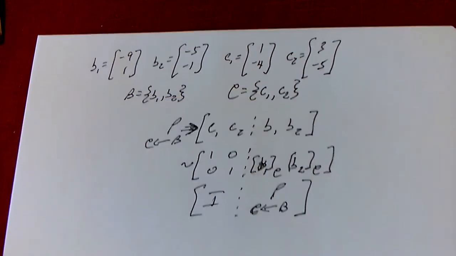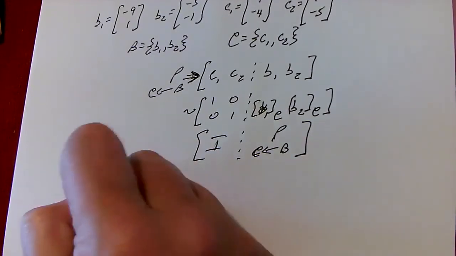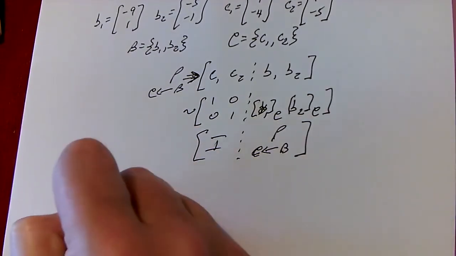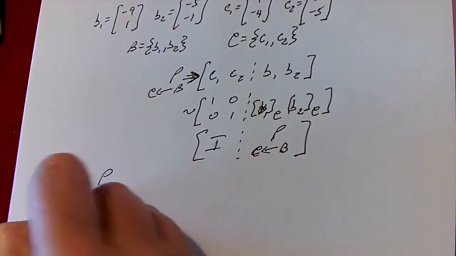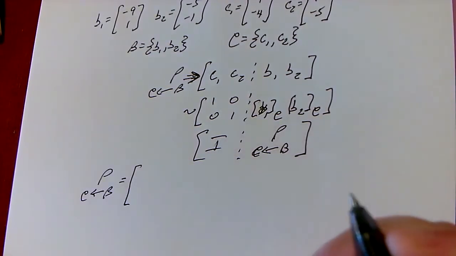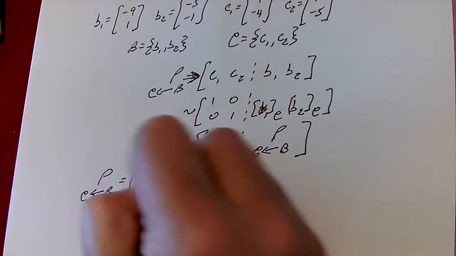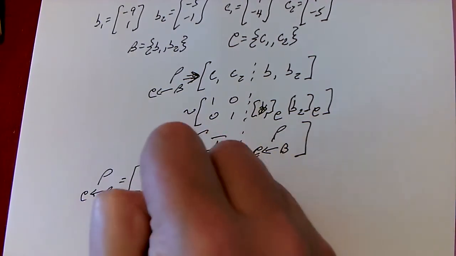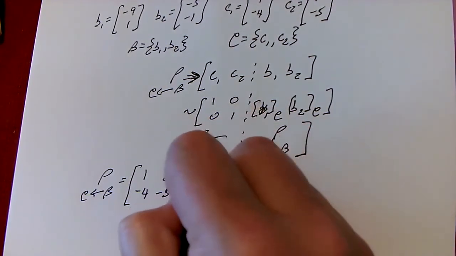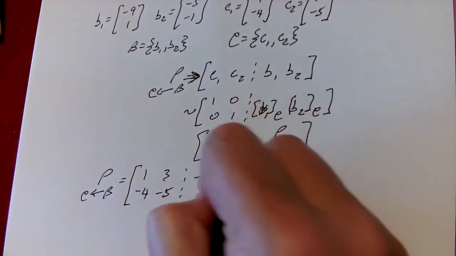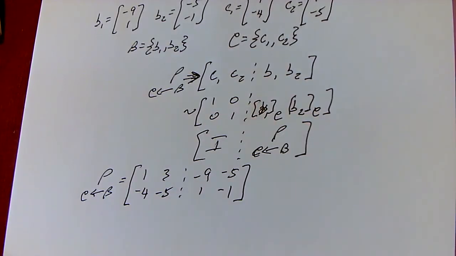So I come in here, I'm going to write down what this is going to be. This is going to be P from B to C. I write down my basis vectors. Again, B goes on the right. So for C, I've got 1, -4, and 3, -5, augmenting that with my B vectors, -9, 1, and -5, -1. Now we're going to start simplifying.